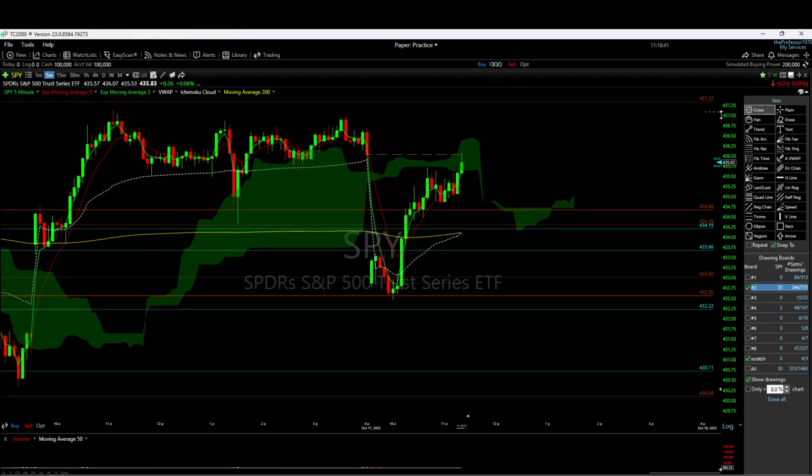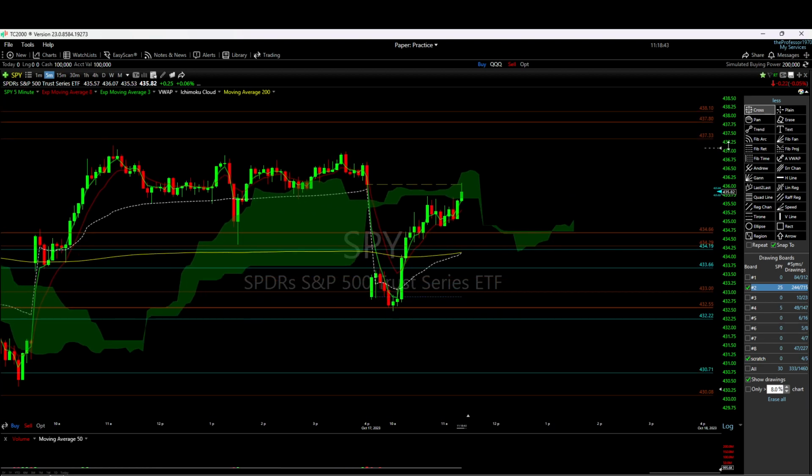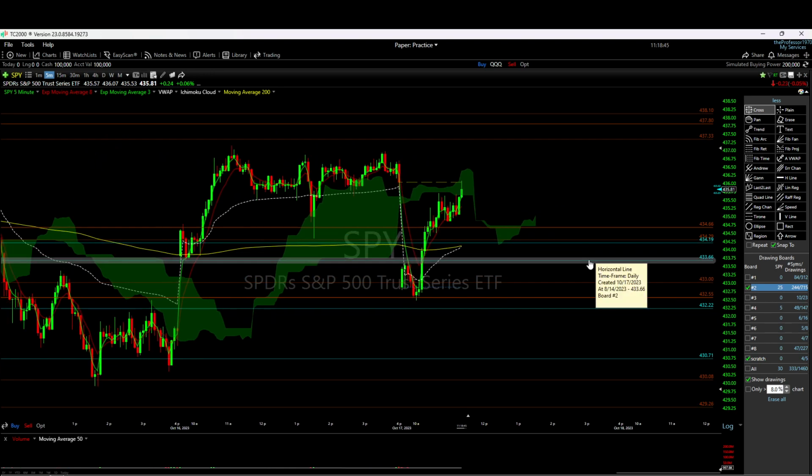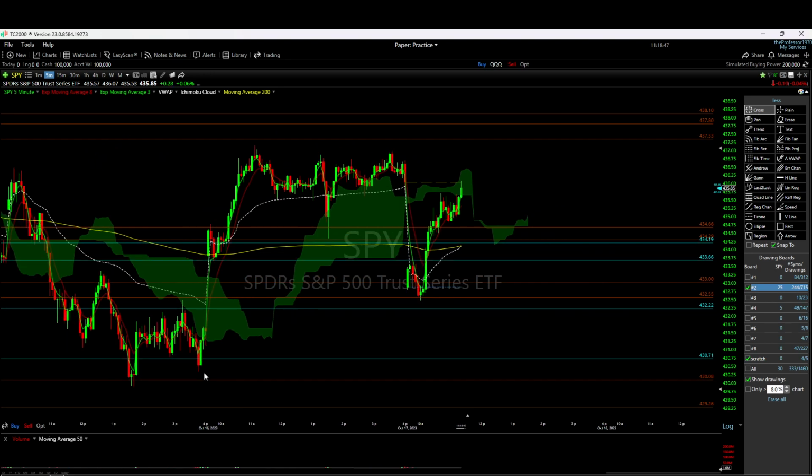You can see that we started this morning. Let me zoom out a little bit. We zoomed up actually to this line. This 434.66 line is where we closed yesterday. Then overnight we traded up, and this morning we traded all the way down to this line, and we bounced from it.